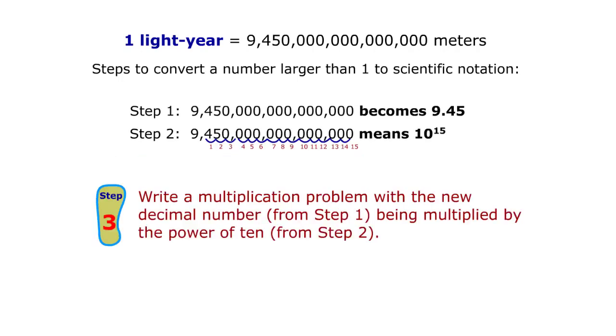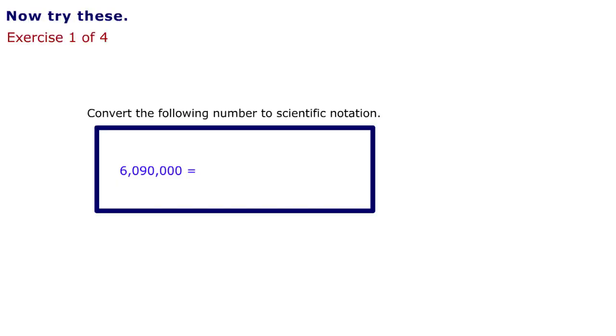Step 3. Write a multiplication problem with the new decimal number from step 1 being multiplied by the power of 10 from step 2. 9.45 from step 1 times 10 to the 15th power from step 2. Now try these.